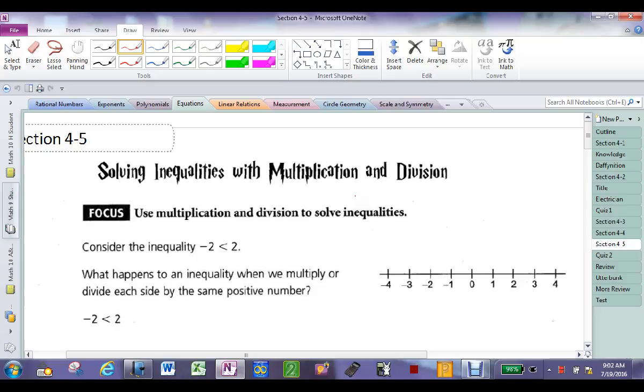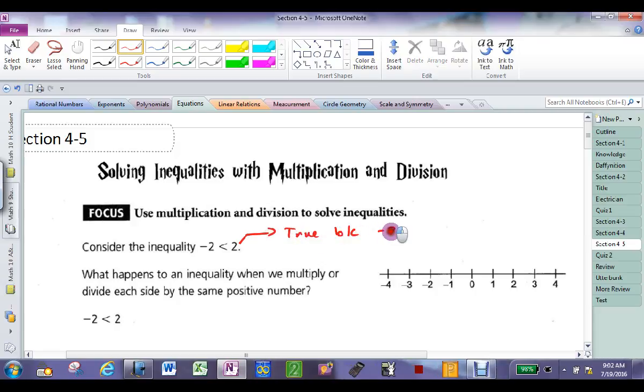Consider, if you will, this inequality. -2 is less than 2. True or false? True. How do you know? Because it's further left on the number line. So we know this to be true because -2 is left of +2. And I'm going to go ahead and put those two dots on here in red.